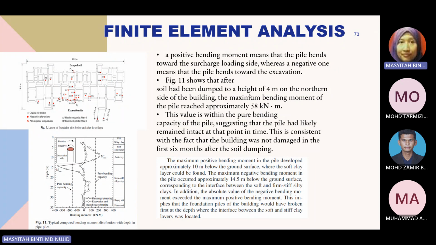soil had been dumped to a height of 4 meters on the northern side of the building, the maximum bending moment of the pile reached approximately 58 kilonewton meter. So this value is within the pure bending capacity of the pile. So it's okay lah, because the first slide yang saya tunjuk tadi, dia pure bending dalam 100 something, suggesting that the pile had likely remained intact at that point in time. So yang ni tak menjadi punca kepada failure.